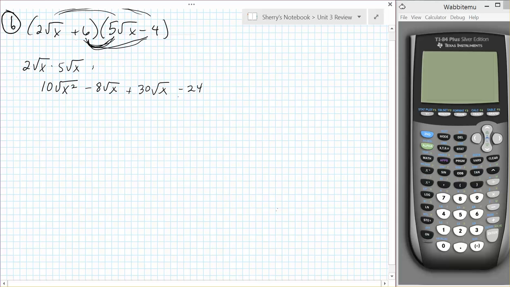Now we need to see if we can simplify or reduce or combine any like terms here. First of all, notice here we have the square root of x squared. Well, the square root of x squared is just plain old x, so we can do that.